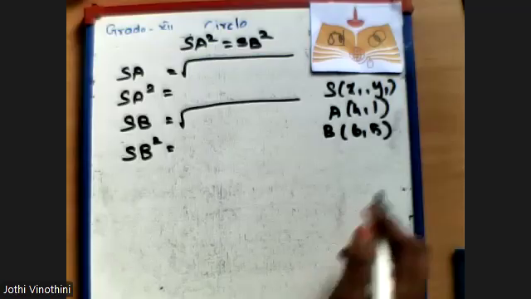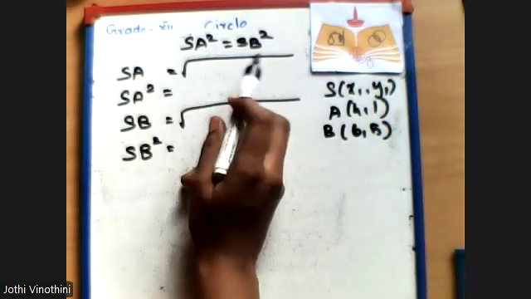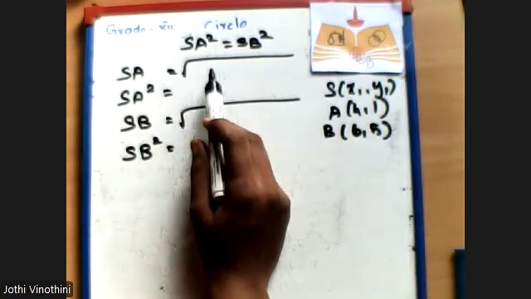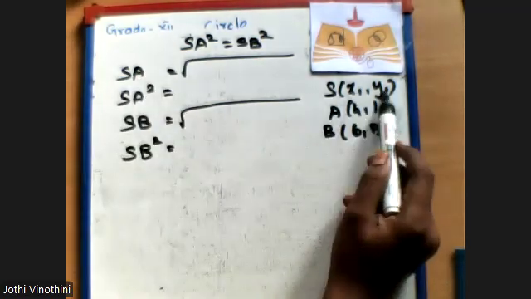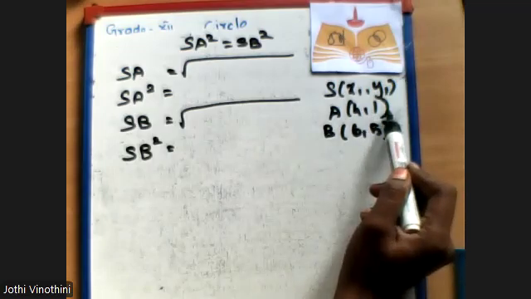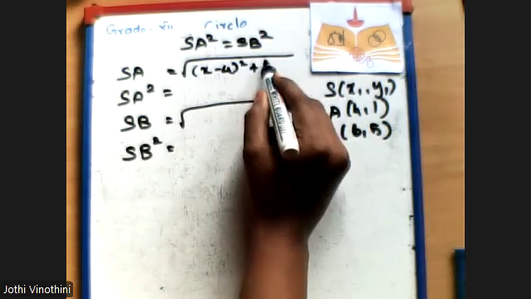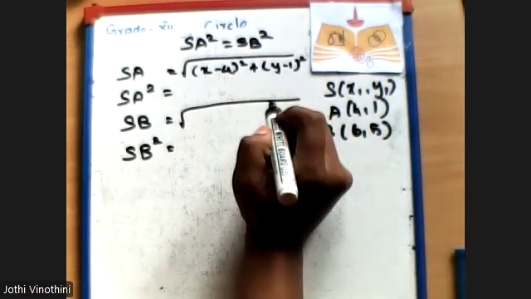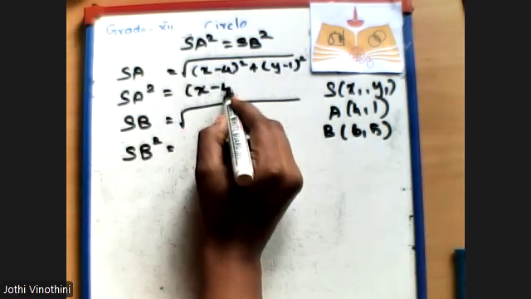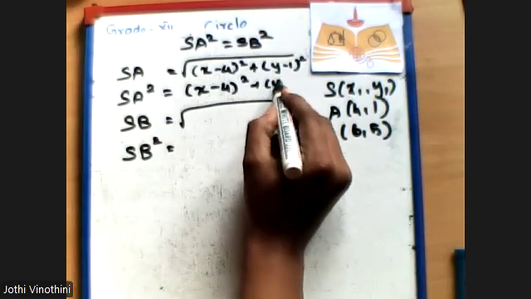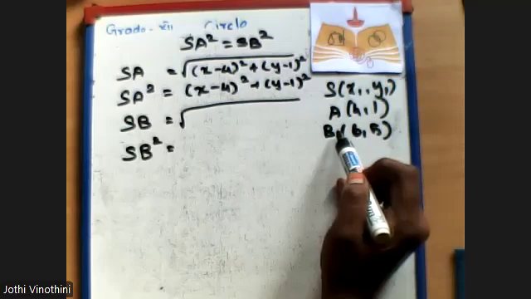Okay. I hope you all solved this. So what is the formula of distance? Square root of x1 minus x2 the whole square plus y1 minus y2 the whole square. So for SA, this will be x1, y1 and this will be x2, y2. So x minus 4 the whole square plus y minus 1 the whole square. While squaring this, the square root will get cancelled. Likewise, we are going to solve for SB.